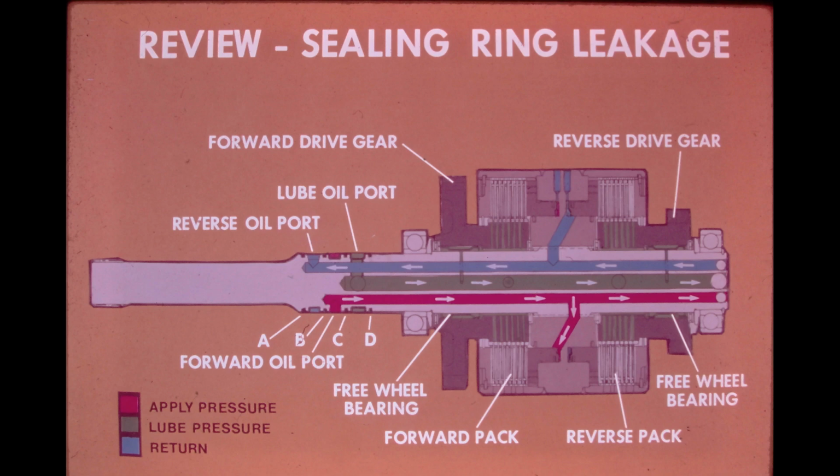The answer to number 1 is C. If this sealing ring was leaking, forward apply pressure would be low and the lube reading would be higher than specified. The answer to number 2 is D. If lube pressure is low and both of the other pressures are normal, the only sealing ring that could be leaking is sealing ring D.